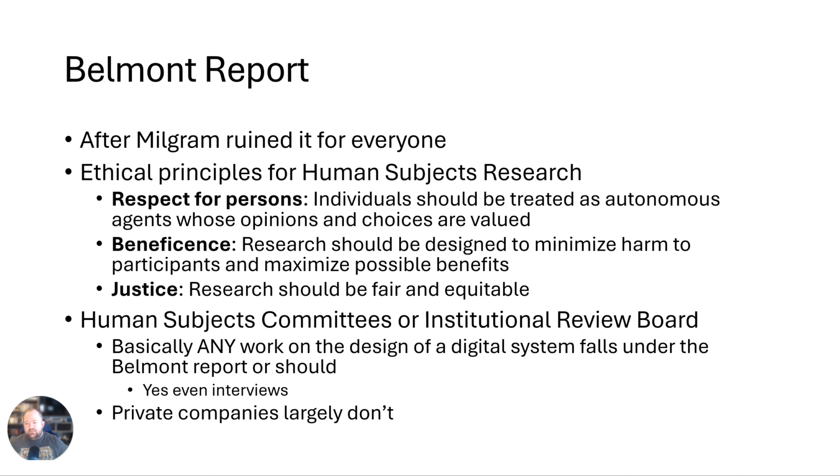And what it does is it ascribes ethical principles for human subjects research. It groups these into three broad categories: respect for persons, where we respect our human participants' agency, their opinions, and their choices. This is where we get informed consent and those kind of principles. Beneficence, so research should be designed to minimize harm and maximize gain at all possible times.